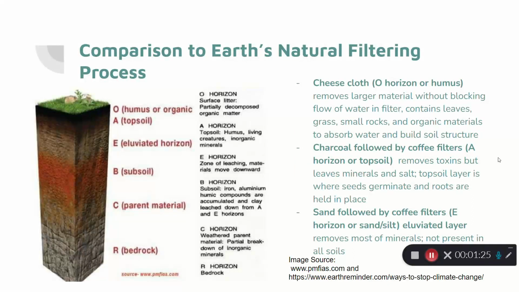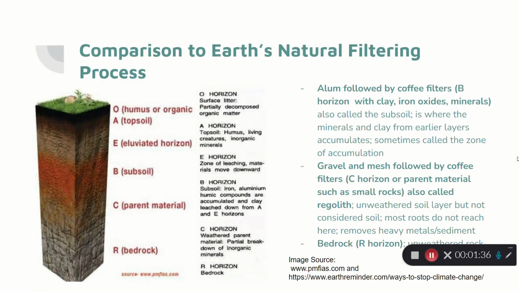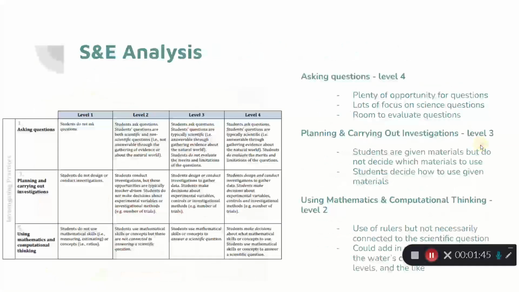In comparison to the Earth, the cheesecloth was like the O horizon, and charcoal was like the A horizon, or the topsoil. Sand was kind of like the E horizon, where it removes most of the minerals. The alum with coffee filters was like the B horizon. The gravel and mesh with the coffee filters was like the C, and the bedrock was like the R horizon.